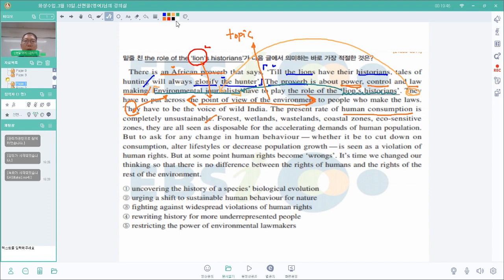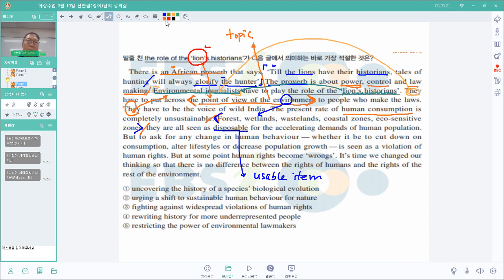The reason is that forests, wetlands, wastelands, coastal zones, and eco-sensitive zones, all these are examples of the actual environment. And humans are seeing all this environment as a disposable item. Okay? Disposable means usable item.